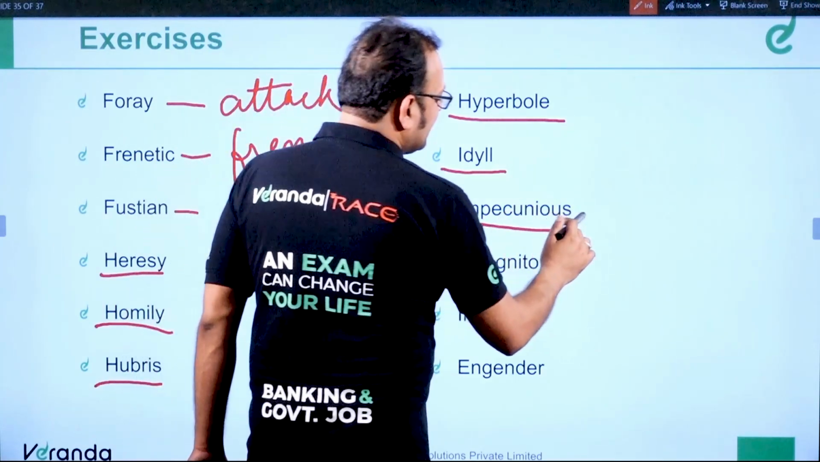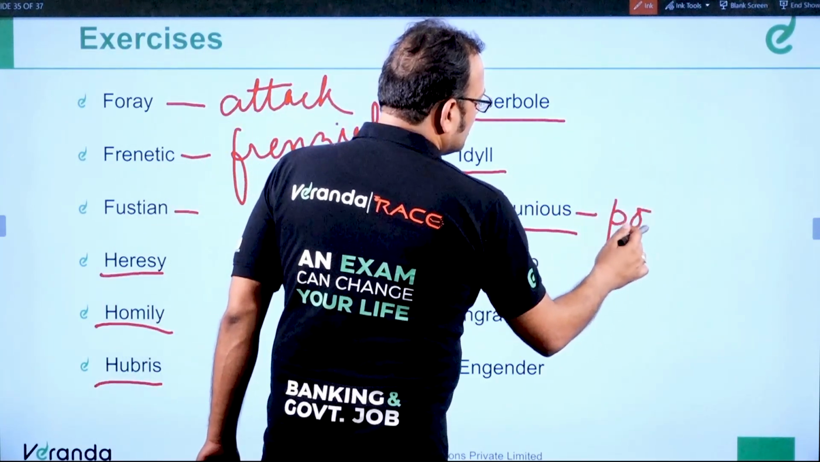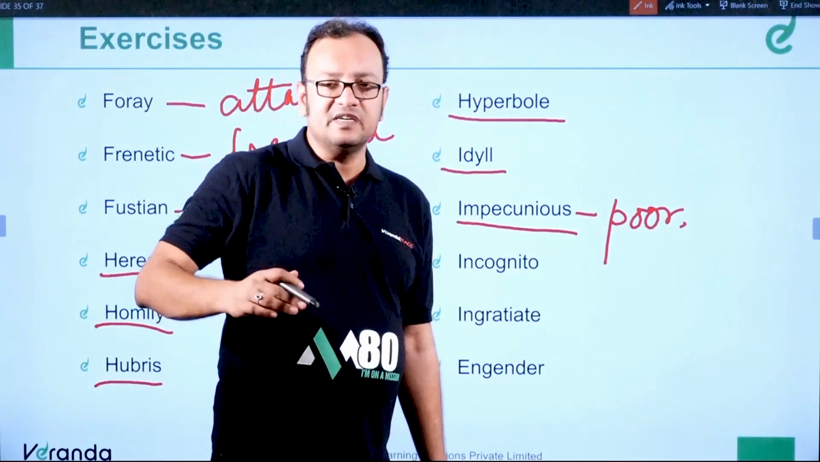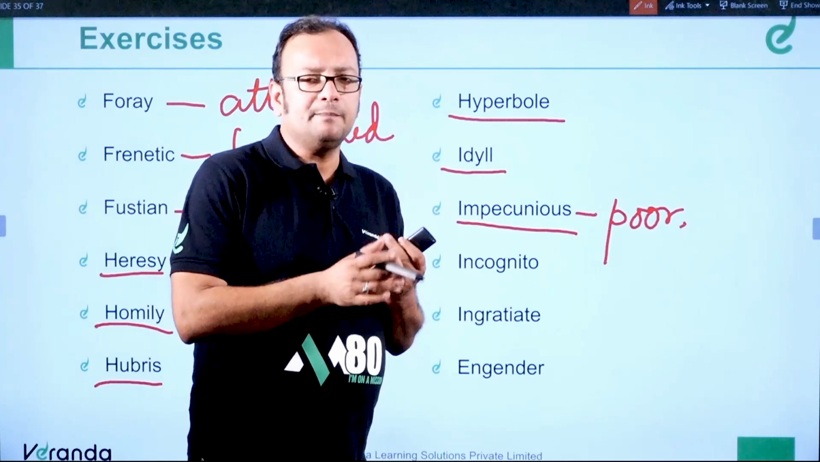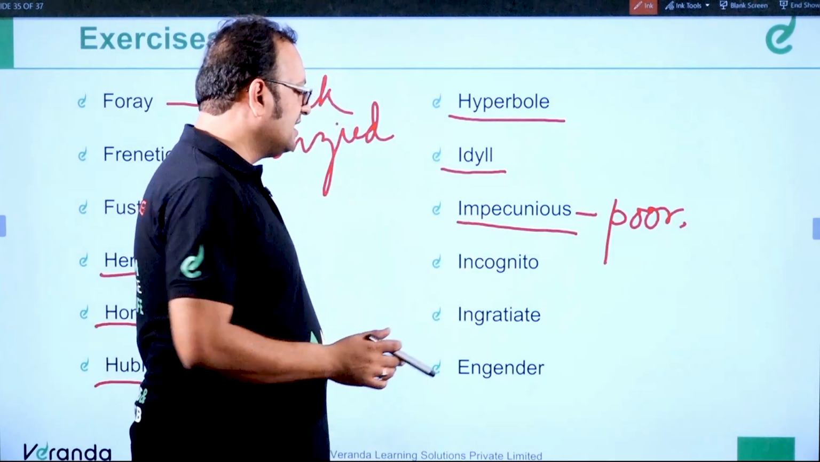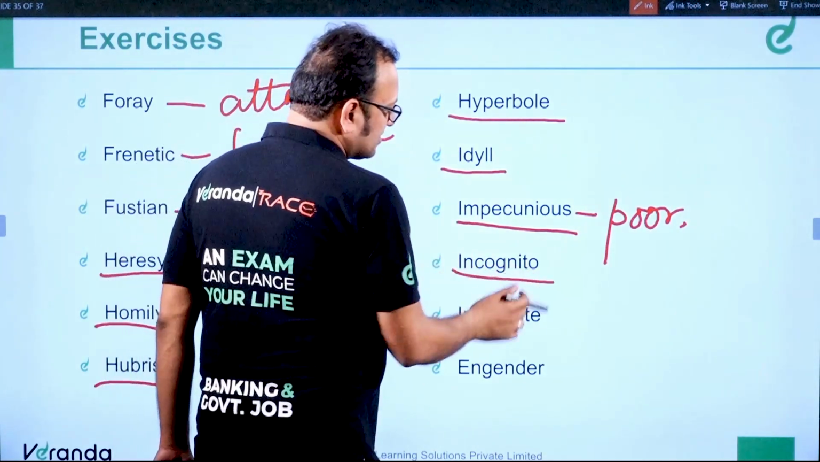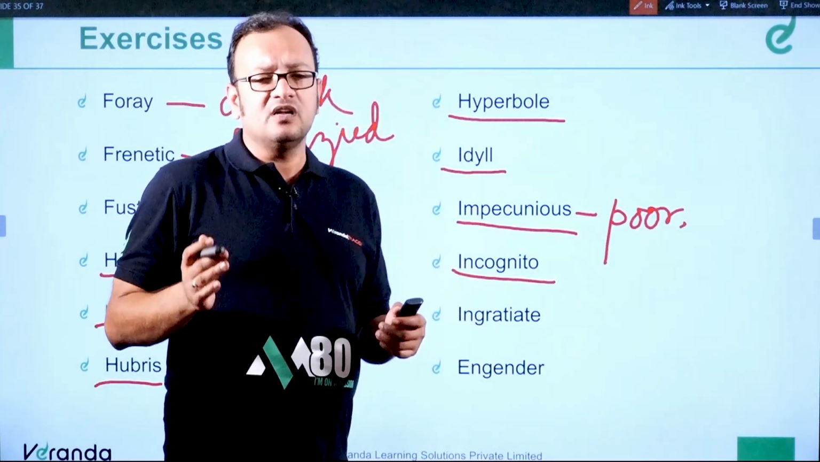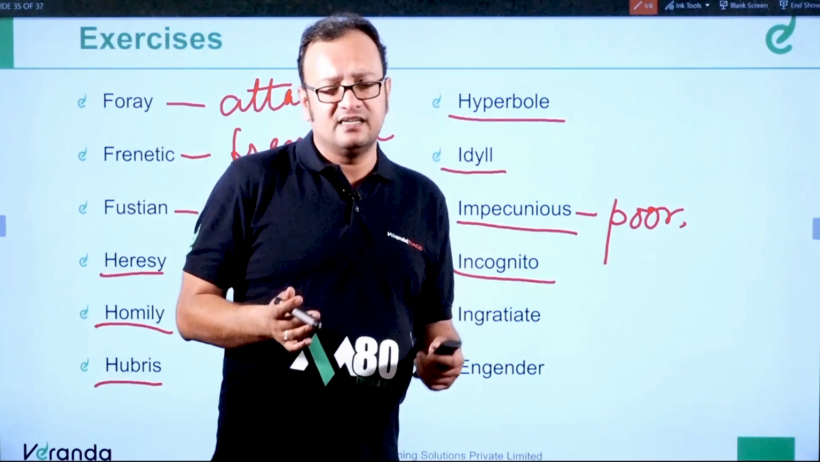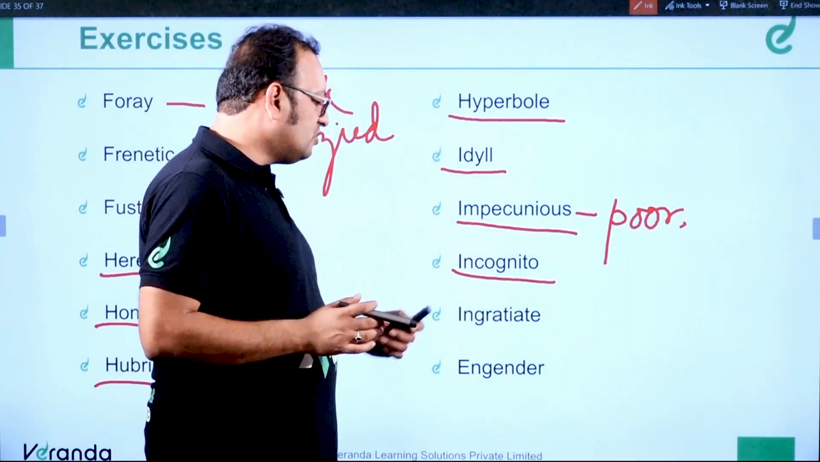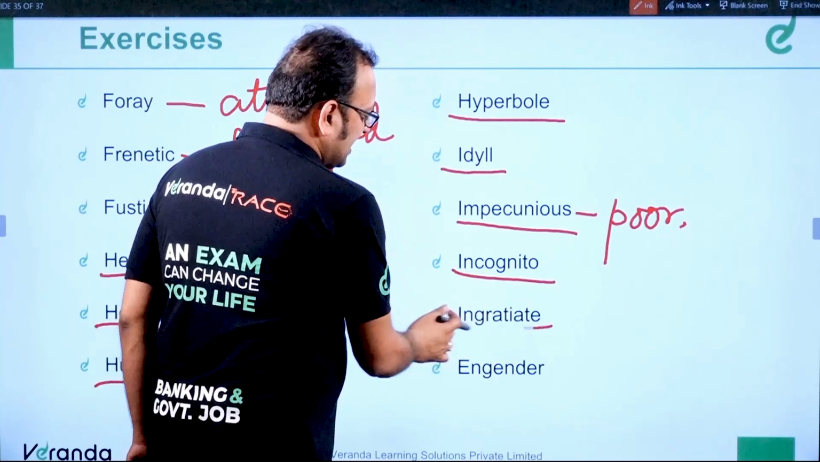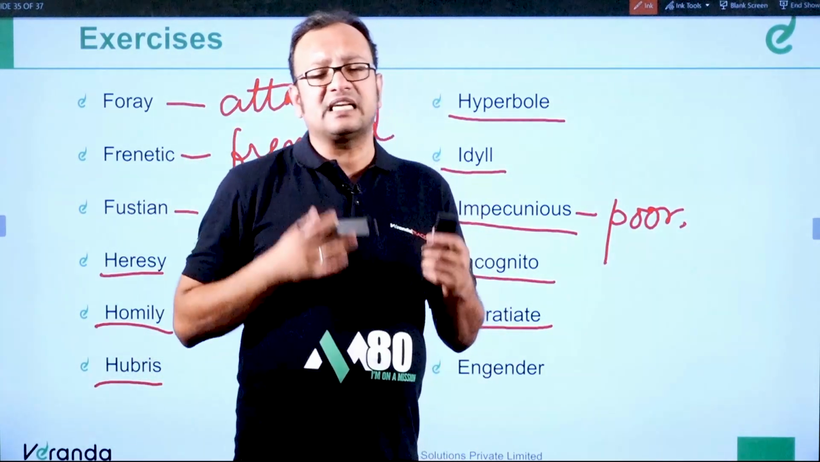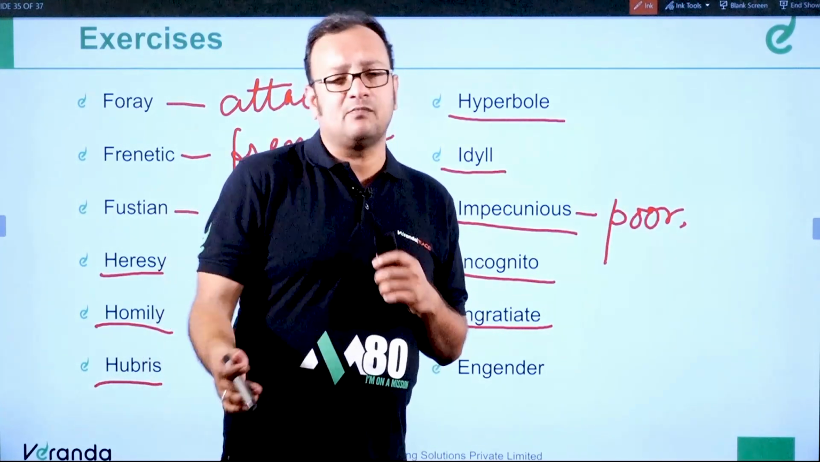Impecunious means very poor, or indigent, or penurious. These are three words: indigent, poor, penurious. So it's impecunious. Incognito. Everybody knows about it. It's available in Google, incognito tab, which means hidden or not displayed, concealed. So incognito. Then next is ingratiate. Ingratiate means to satisfy someone or appease someone.